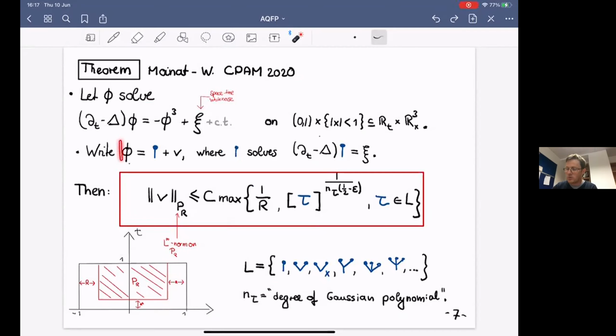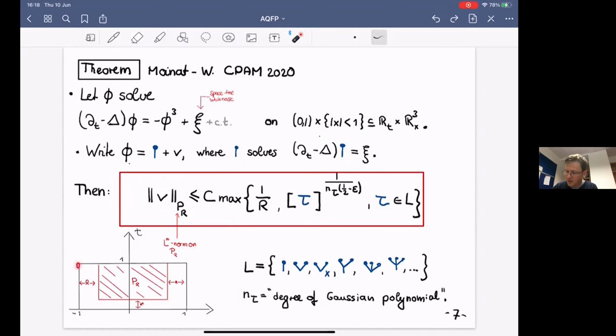What you now do is a first step of a perturbative expansion, where you just subtract the solution of the linear equation. So you write your solution as the solution of the linear problem plus a remainder. Here this is the linear equation, so if you want, this is the Gaussian free field. And then the statement is that this V actually satisfies this a priori bound, where you take a look at the L infinity norm of this V.